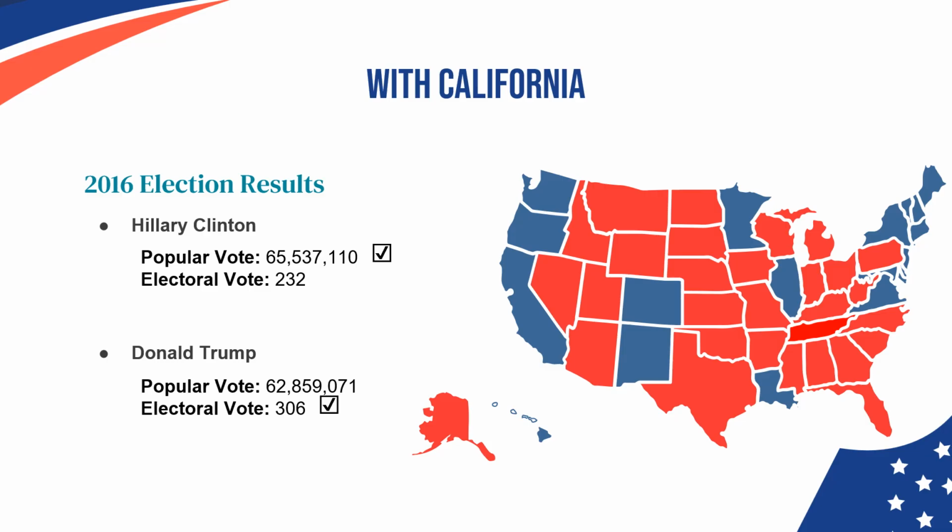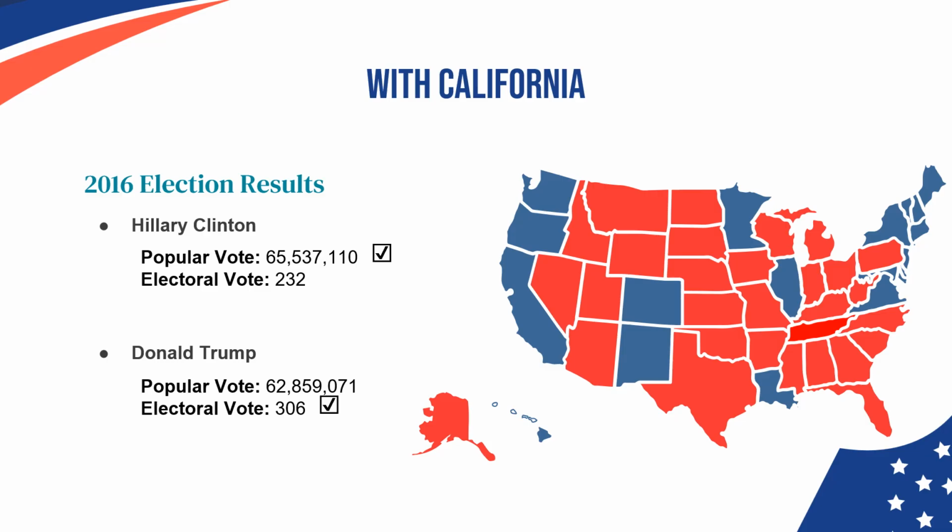To demonstrate this, let's look at what happened in the 2016 election. Let's start with the popular votes received by each candidate. As you can see on this slide, Hillary Clinton received about 3 million more votes than Donald Trump, at 65,537,110 ballots cast in her favor, compared to Donald Trump's 62,859,071. Yet Donald Trump did go on to become the president, securing 306 electoral votes during the December phase, compared to Hillary Clinton's modest 232.